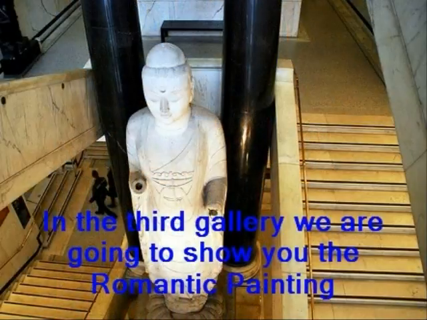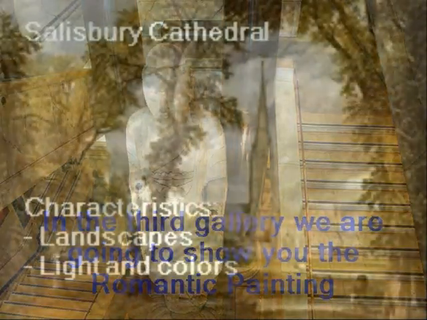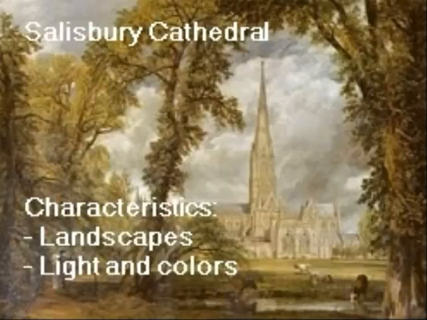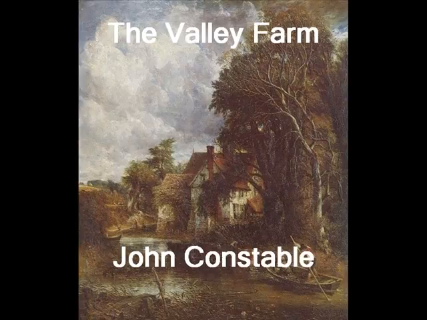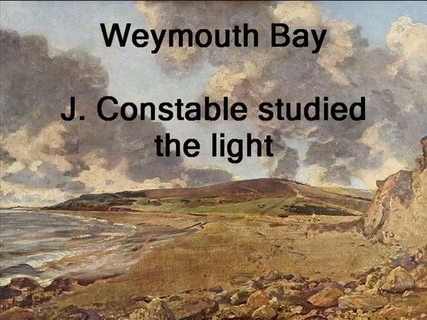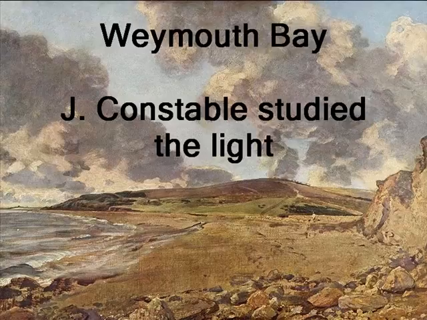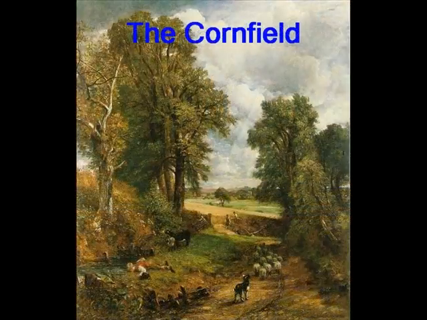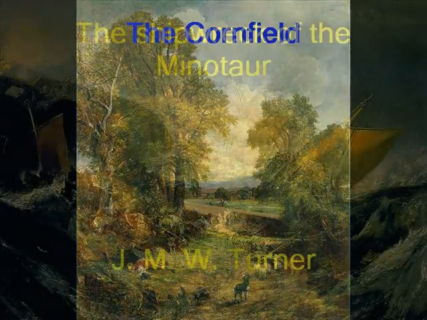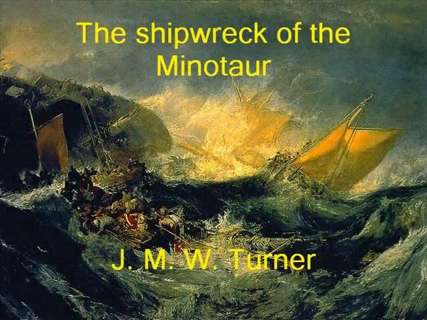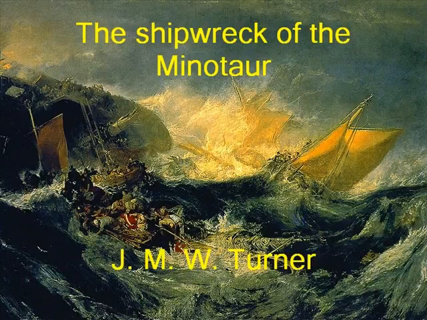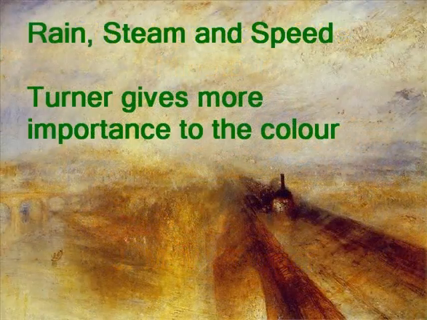In the third gallery, you can observe the main characteristics of the Romantic painting. The Romantic painting arose in England at the beginning of the 19th century. The authors John Constable and Joseph Mallord William Turner were the predecessors. John Constable studied the light that was taking form in his works. Joseph Mallord William Turner gives more importance to the color than to the drawing. The Romantic painting is characterized for painting nature, landscapes, light and colors.